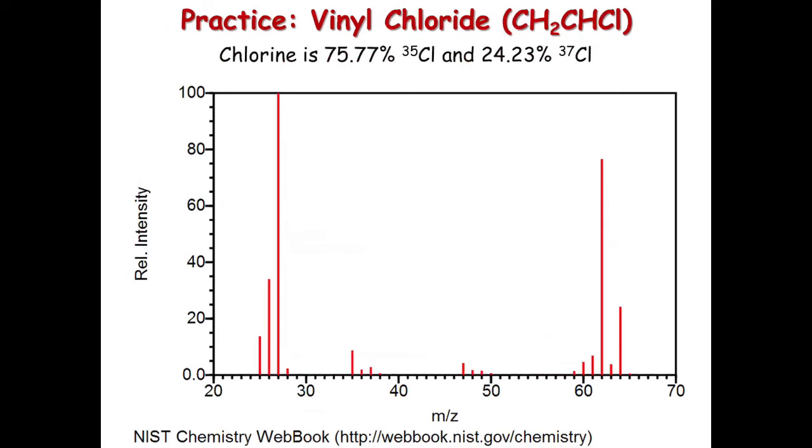We look at vinyl chloride, so CH2CHCl. So the peaks between 20 and 30 are going to be CH2CH without the Cl. The peak at 35 is a Cl- by itself. Then the large peak around 62 is going to be the full vinyl chloride, and then you can see the different isotopes where they would fall on this chart.